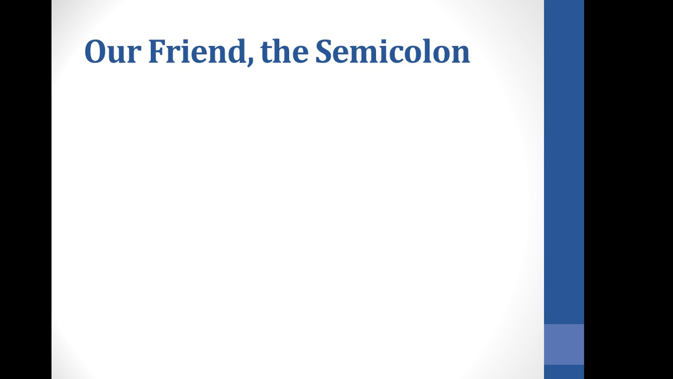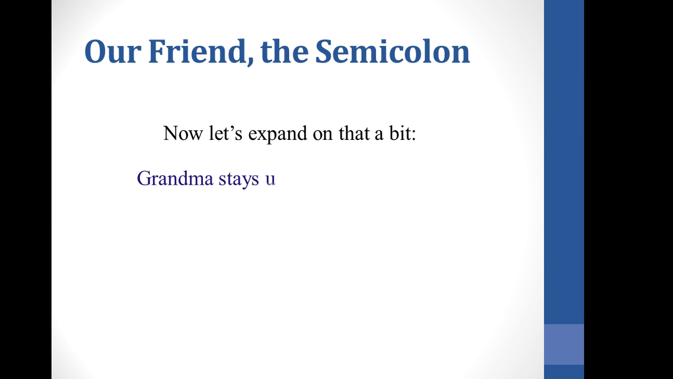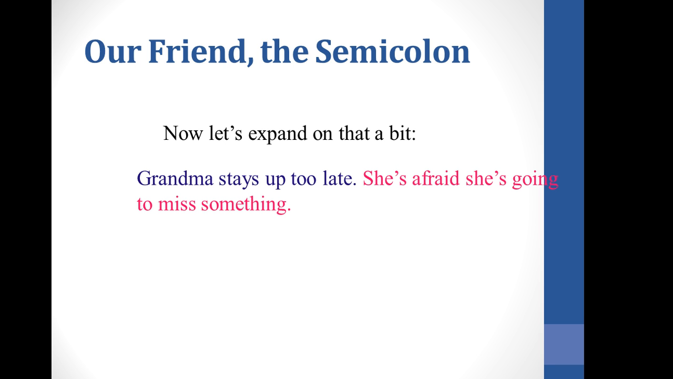So going on, let's take a look at a simple sentence. Our simple sentence is going to be, Grandma stays up too late. Okay, well let's develop this a little bit more. Why does she stay up too late? Grandma stays up too late. She's afraid she's going to miss something. These are two clauses very closely related to one another because the second clause is explaining why she stays up too late. So we can bring these together into a single sentence.